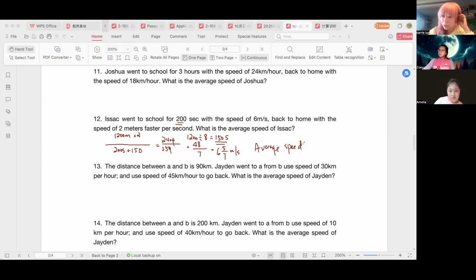Okay, so let's take a look at number 13. The distance between A and B is 90 kilometers. Jaden went from A to B, used the speed of 30 kilometers per hour, and used the speed of 40 kilometers per hour to go back. What is the average speed of Jaden?